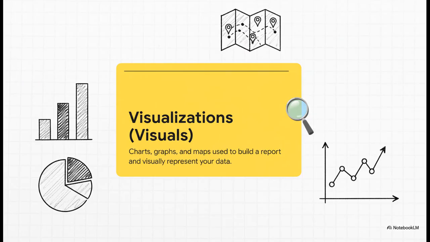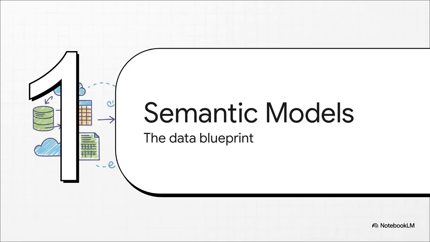And the second block? That's the visualization, or as we usually call it, a visual. So if the model is the foundation, then the visuals are the actual house you build on top. They're the charts, the graphs, the maps, all the things you can actually see and interact with. This is how that invisible blueprint becomes a real, visible story that you can understand. So let's double-click on that foundation first. How do you actually build one of these semantic models?